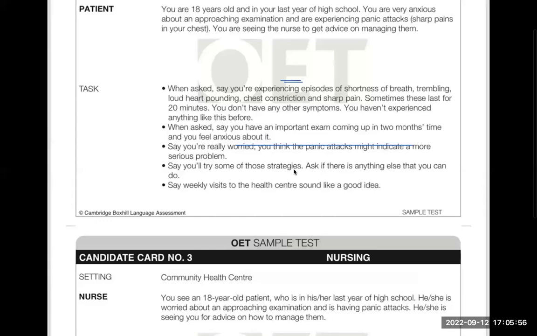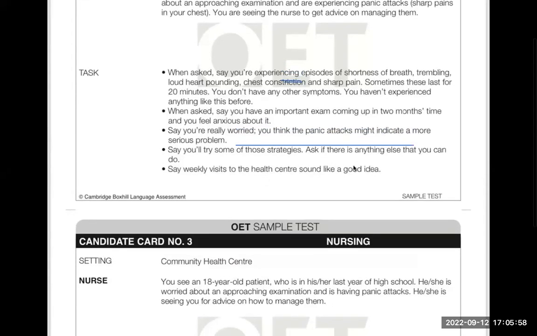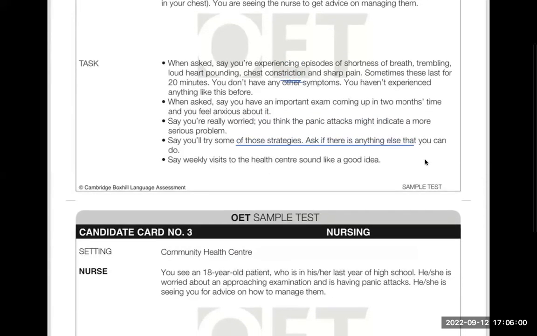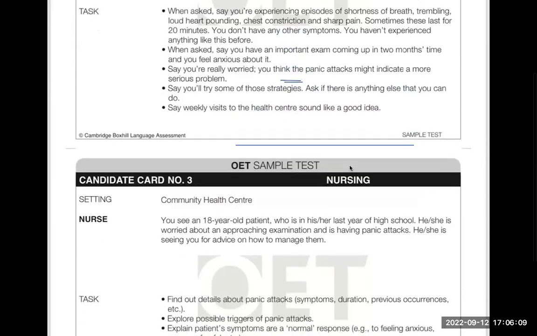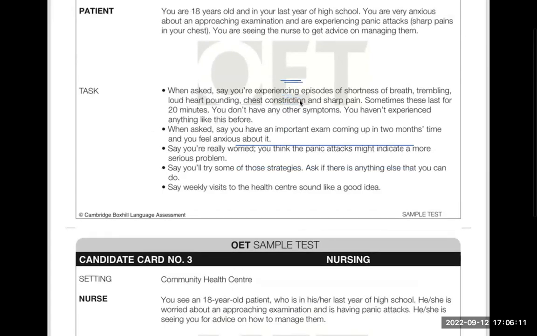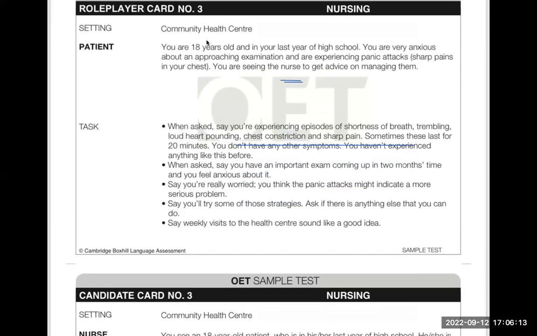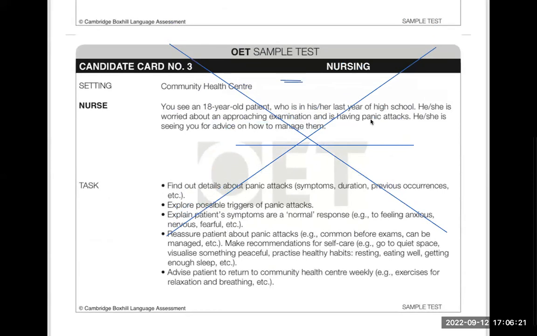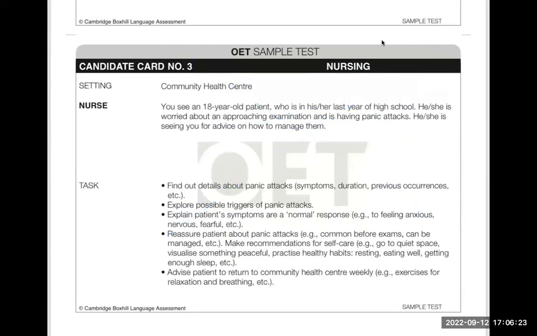You will try some of those strategies जो आपको strategies देंगे. Ask if there is anything else that you can do. तो being patient आपसे ये पूछेगा can I do something else? Say weekly visits to the health center sound like a good idea. तो ये तो पेशेंट का टास्क है. ये टास्क आपको नहीं मिलेगा. मैंने आपको ये टास्क इसलिए दिखाया, I have made you see this task because I want you to know कि पेशेंट को भी एक टास्क मिलता है. लेकिन being doctors और nurses आपको सिर्फ ये मिलेगा. तो आपको यहाँ से चलना है, आपको अपने टास्क को फॉलो करना है.